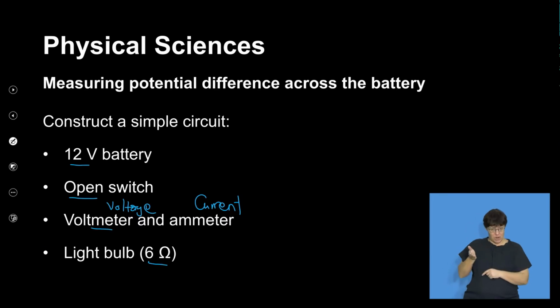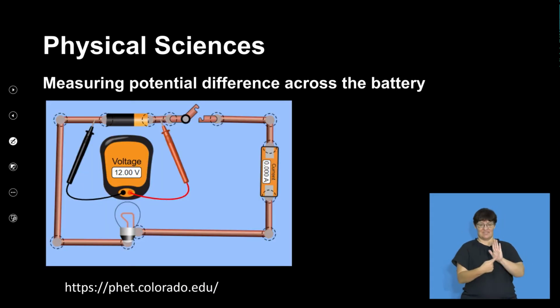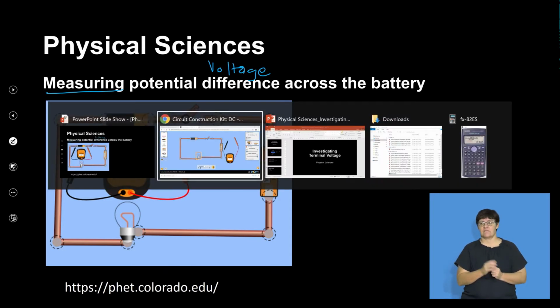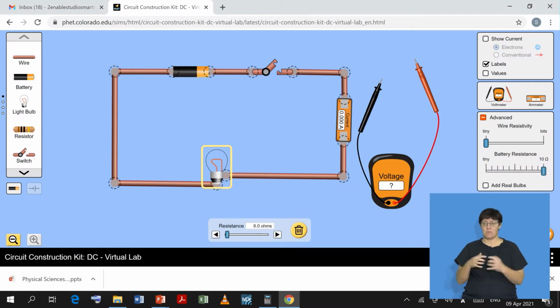Now let's go back to our slide. So here is a circuit. The intention of setting up this circuit is to try and measure. Measuring is a very important skill in science, but what exactly are we measuring? We're measuring potential difference, or voltage, across the battery, right? That's what we're going to do. So let's go to our simulation where we already have our circuit, right?